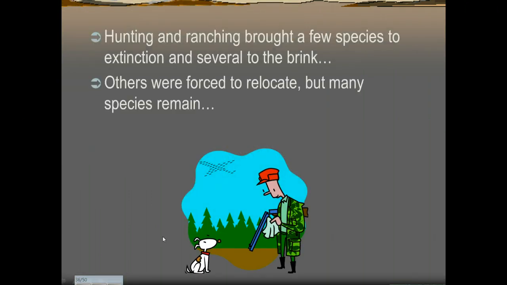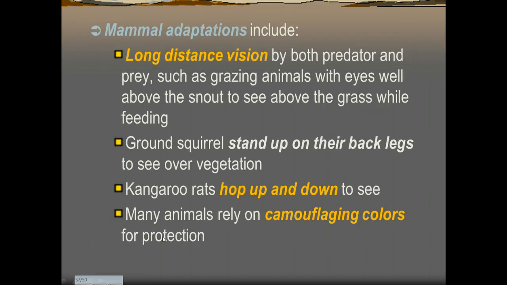Hunting and ranching brought about the extinction of several of these. Others were just forced to relocate, just to move. And then due to their adaptations, they were able to survive when they relocated. I'm going to skim over this. Do not take notes on this, but it's not a bad sense. That earlier chapter we had about adaptation gives you a sense of how adaptations are important when animals are forced to relocate. So things like long distance vision helped some organisms survive, but camouflaging colors helped others to survive.